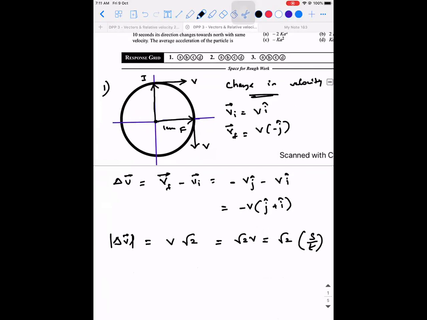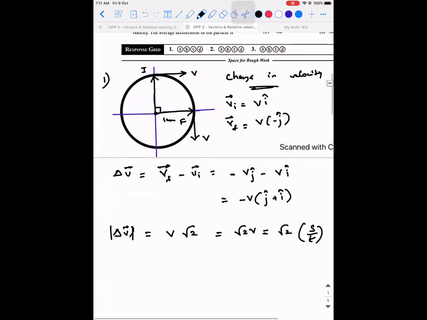So radius is 1 centimeter. What is the angular displacement of the particle? 90 degrees. It is 90, right? So S is equal to the arc length, which is equal to radius multiplied with the radian. You know this, right? Arc length is equal to R into theta, where theta is measured in radians.